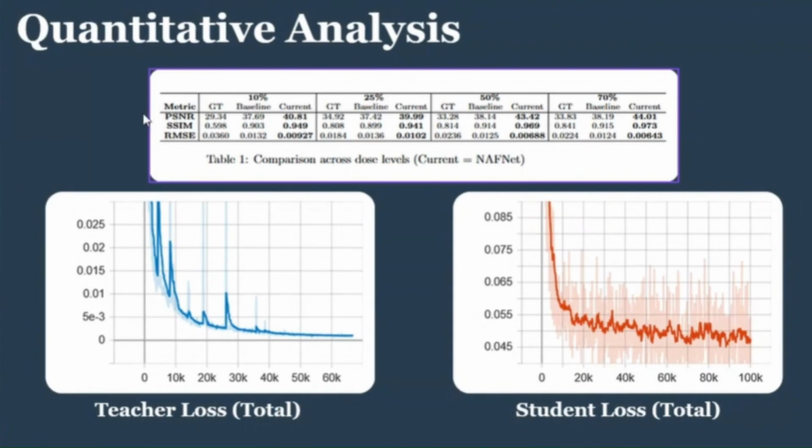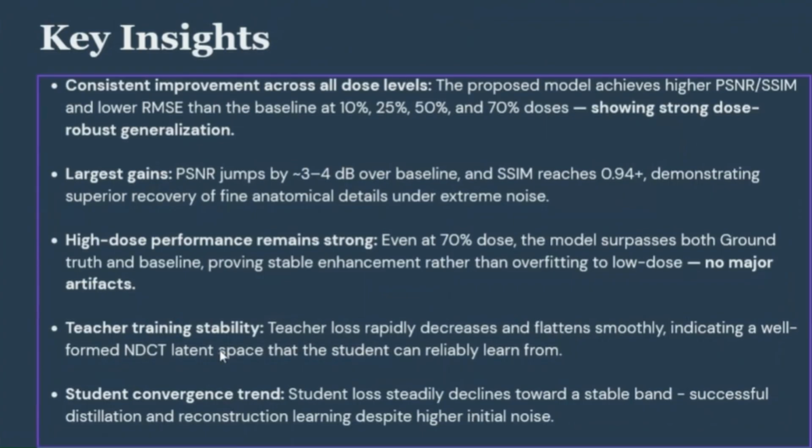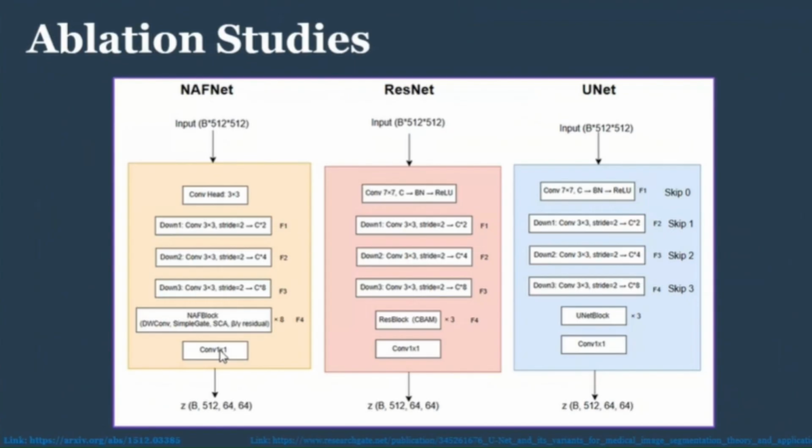Now I have shown you how we gathered the metrics as well as the plots. So let's move ahead to the key insights portion. We saw that the improvements are strongest at extremely low doses, like 10 to 25%, and high doses still improve without overfitting. The stable student convergence shows that the model effectively learns the noise-invariant structure representation. Now let's move on to the ablation studies.